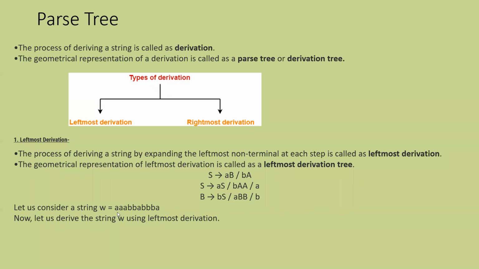And now you have this input string w equal to aaabbabba. Now you have to derive this string using leftmost derivation. So this is the context-free grammar which is given here. Three production rules are there. And you have to check whether this particular string can be derived with the help of leftmost derivation using this context-free grammar or not. The string which is acceptable by the grammar is a part of the language. So all strings which are derived from the grammar are part of that language.